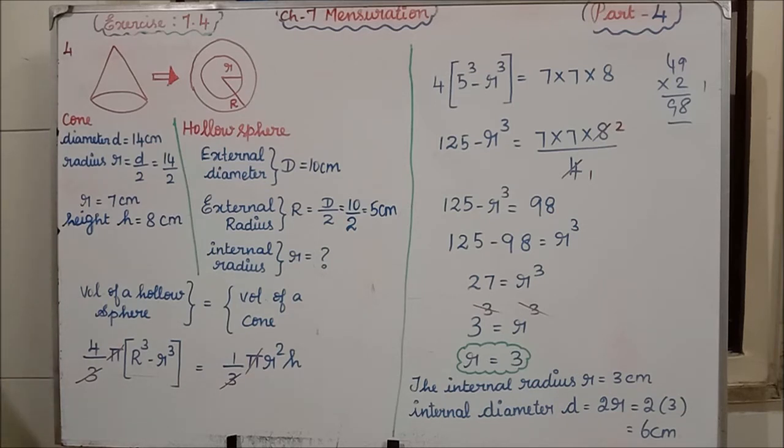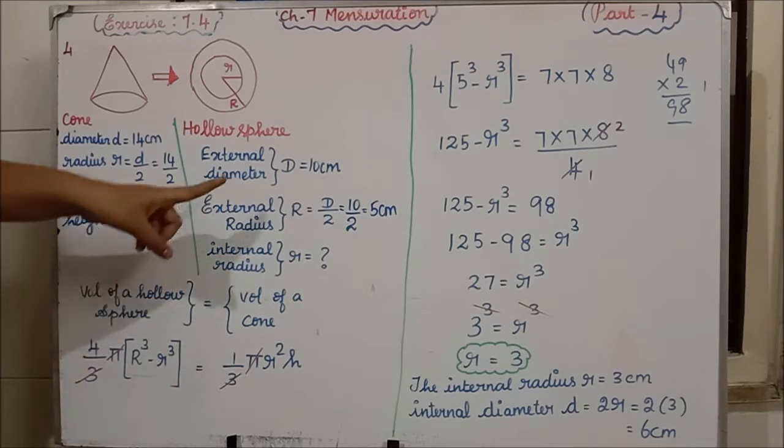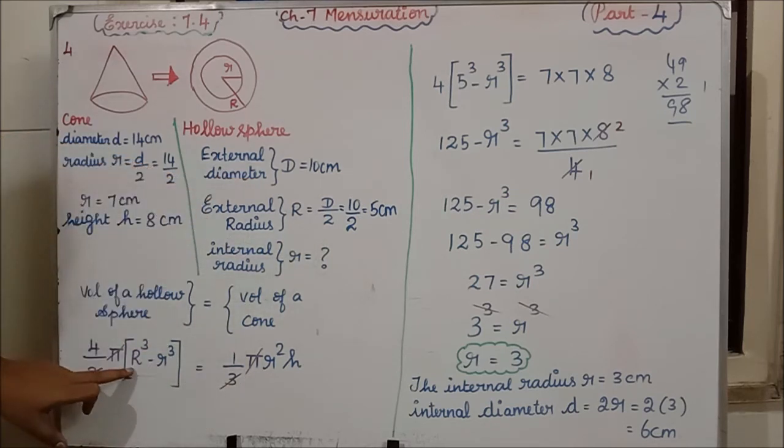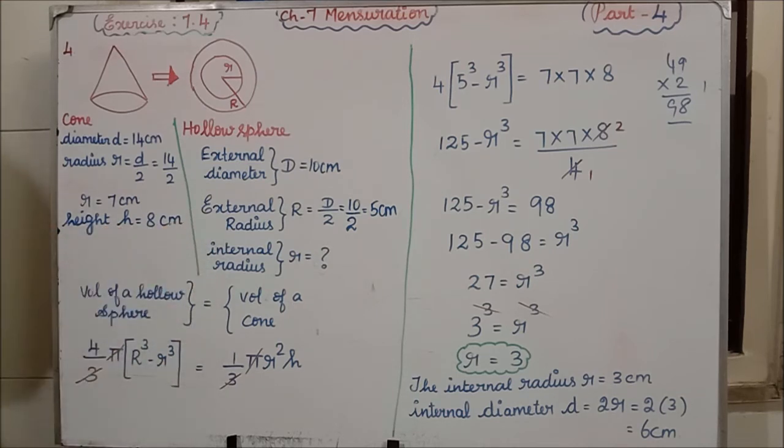In both sides we are having pi, so I am cancelling the pi. In both left hand side and right hand side I am having 3 in the denominator, so I am cancelling that also. Then what is left here is 4 into capital R cube minus small r cube. The capital R value is 5, so I am writing 5 cube minus the small internal radius for the hollow sphere. We don't know that, so keep that r cube itself.